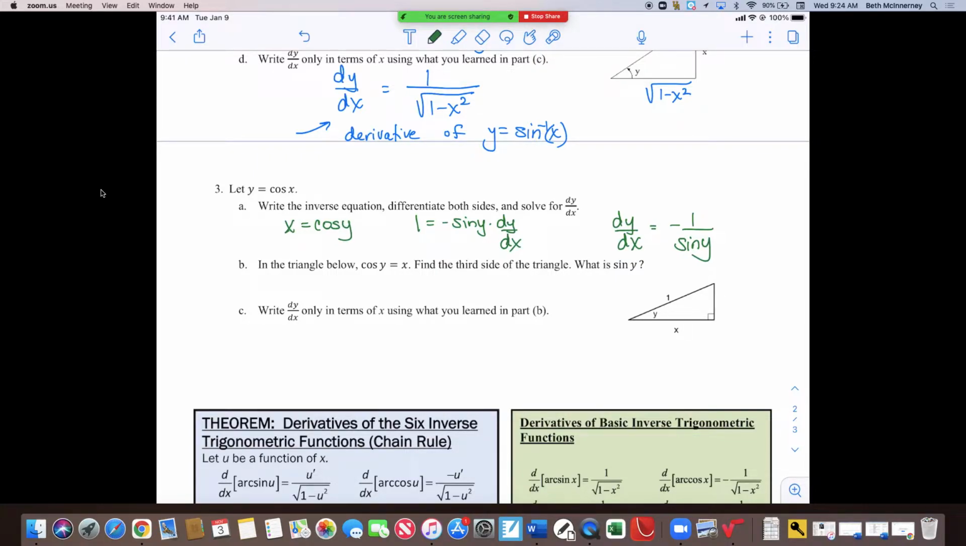Now in the triangle, because our inverse equation was x equals cosine y, that's why I put the y as my angle, and cosine is adjacent over hypotenuse, x over 1. So what's the missing side of this triangle?